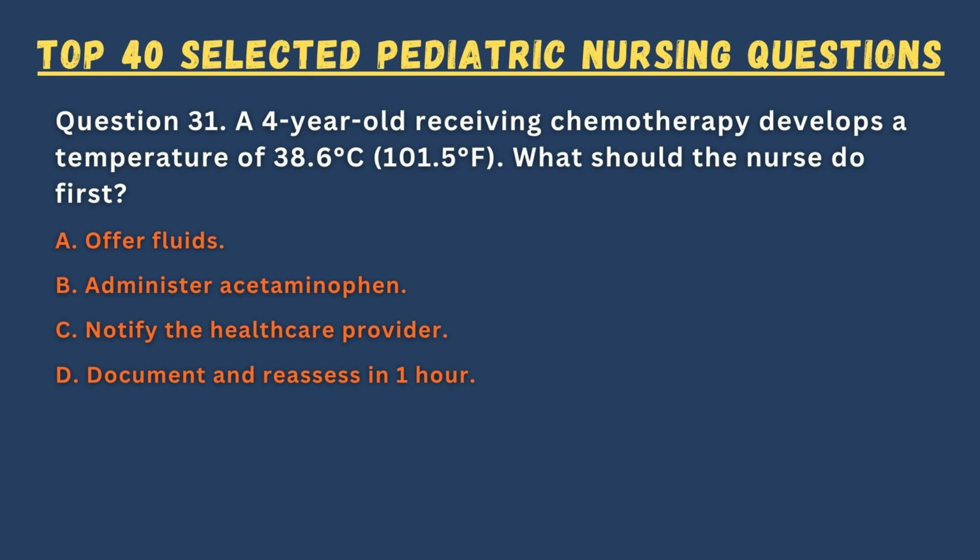Question 31. A 4-year-old receiving chemotherapy develops a temperature of 38.6 degrees Celsius, 101.5 degrees Fahrenheit. What should the nurse do first? A. Offer fluids. B. Administer acetaminophen. C. Notify the healthcare provider. D. Document and reassess in 1 hour.